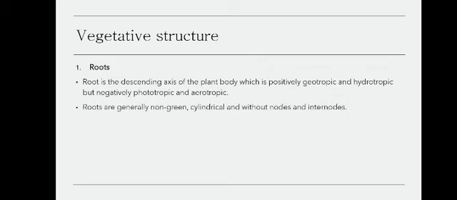Roots are generally non-green, cylindrical and without nodes and internodes. In roots, nodes and internodes are absent. Roots are cylindrical and non-green; chlorophyll is absent. They grow beneath the soil surface towards gravity. Roots grow towards gravity and beneath the soil.